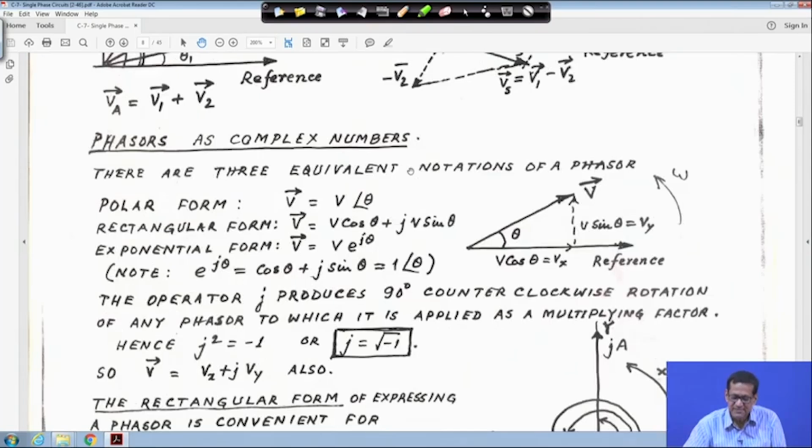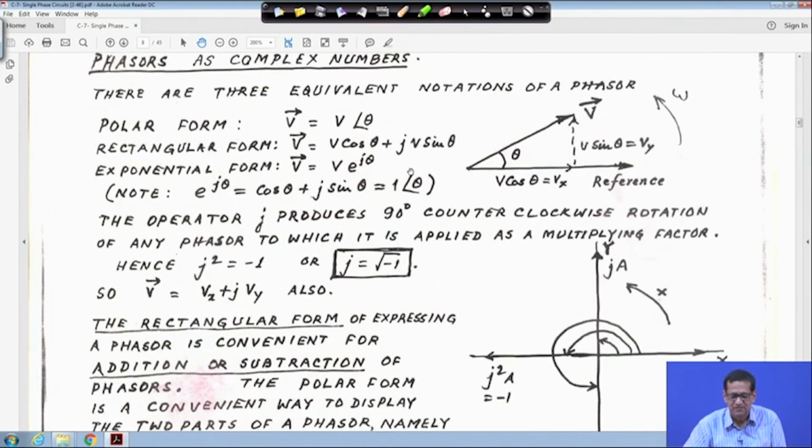Now, phasor as a complex number. There are three equivalent notations of a phasor. You have studied complex numbers in your higher secondary mathematics. The first is the polar form: if you write V is equal to V angle theta, where V is the magnitude and theta is the angle. Now in rectangular form, it will be V cos theta plus j V sin theta.